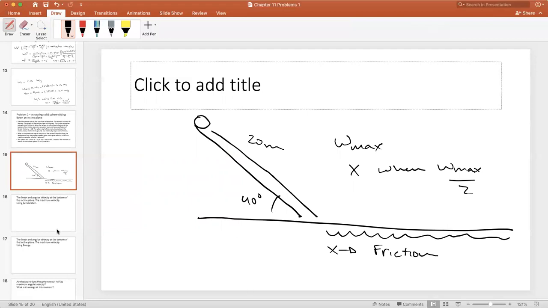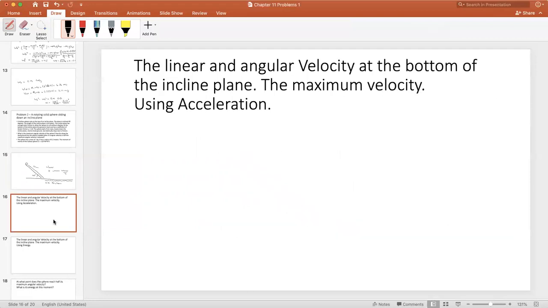So let's start by, we want the linear and angular velocity at the bottom of the inclined plane and the maximum velocity, and we want you to use acceleration.